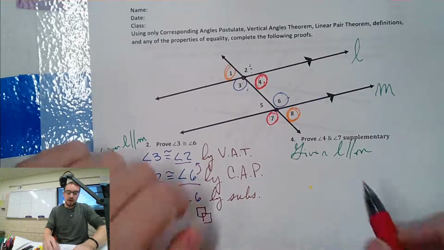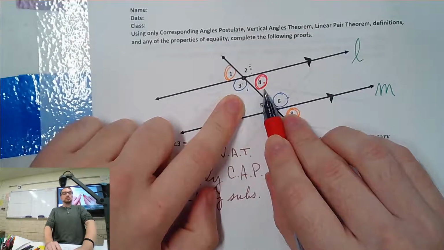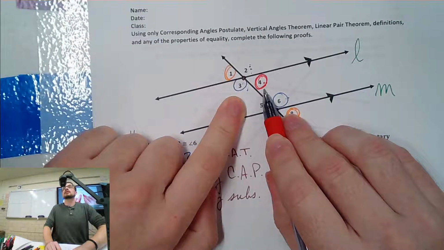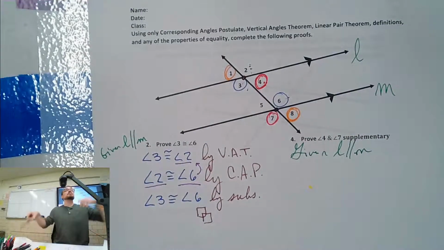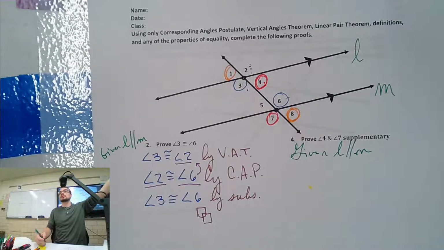Okay, so I'm gonna write my 4 and 3. What do we know about the relationship between 4 and 3? They are a linear pair. I had an epiphany this morning. I've been telling you linear pair, and I'm saying, here's how you know what it means. Linear means on a line, pair means 2. 2 angles on a line, right?